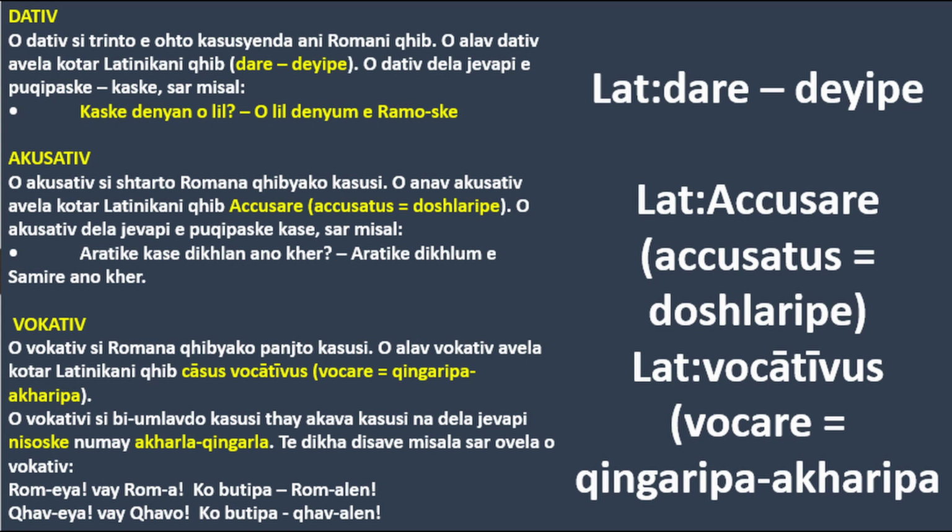Dative responds to questions: to whom? Kask. For example, kiin. Kask denyan olil. Olil denyam e ramaski. To whom? Did you give the paper? I gave the paper to Ramo.